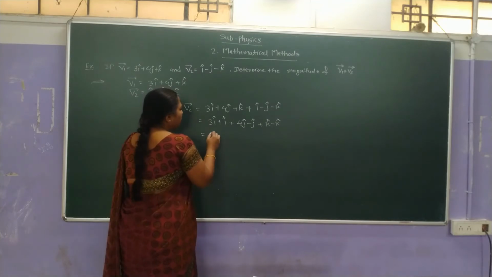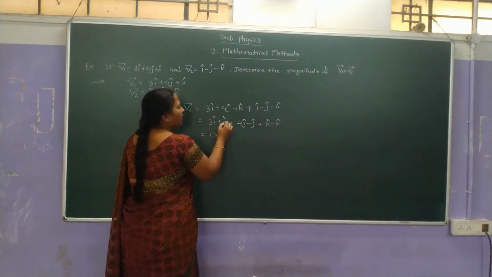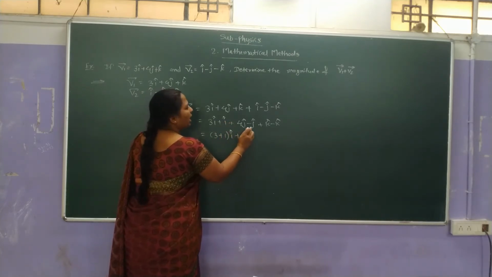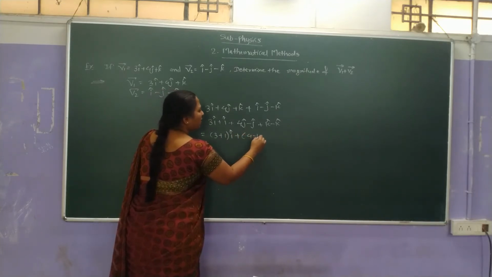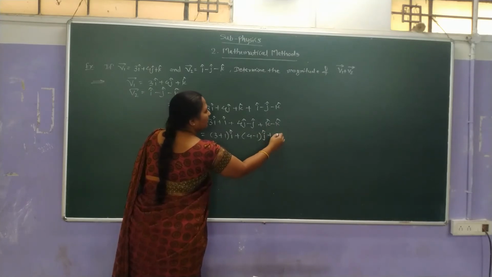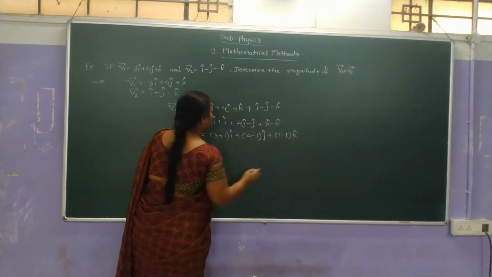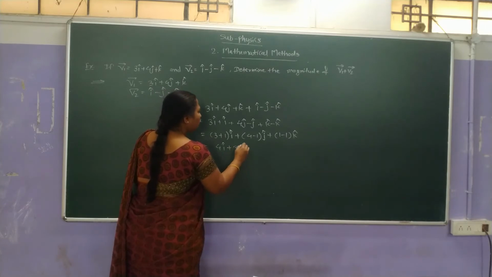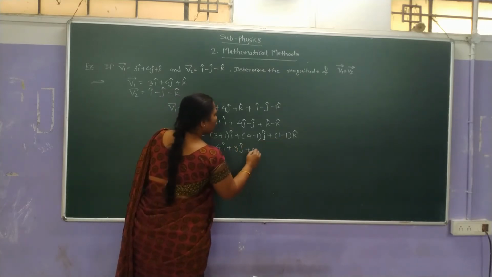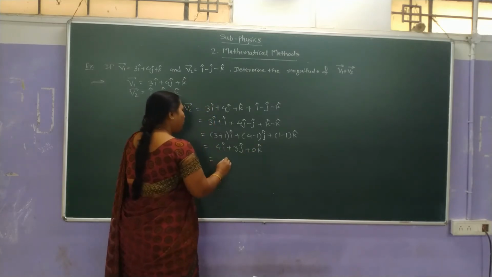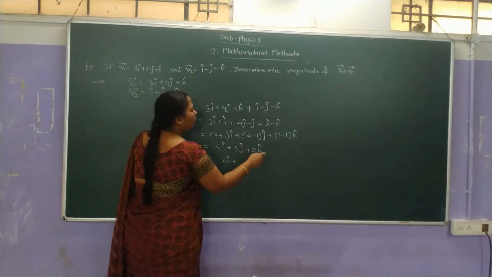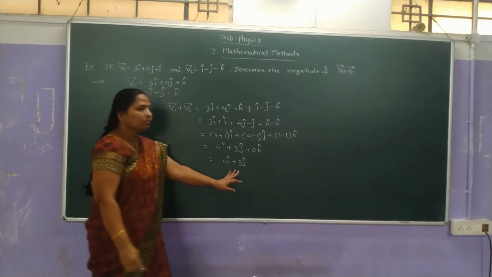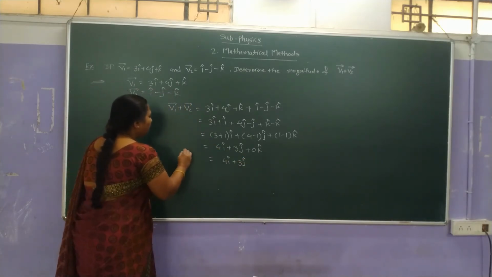Therefore, the components are 3 plus 1 into i vector, plus 4 minus 1 into j vector, plus 1 minus 1 into k vector. That is 4i vector, 4 minus 1 is 3j vector, 1 minus 1 is 0 k vector. The k component is 0, therefore 4i plus 3j vector. This is the addition of the two vectors, v1 vector plus v2 vector.